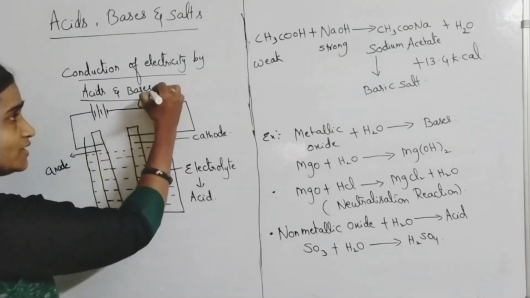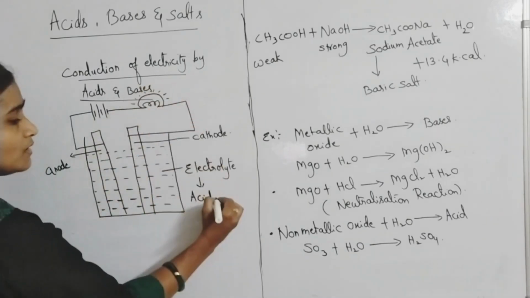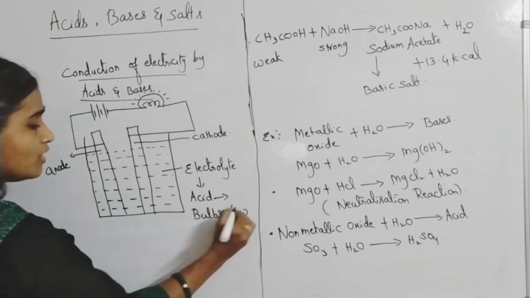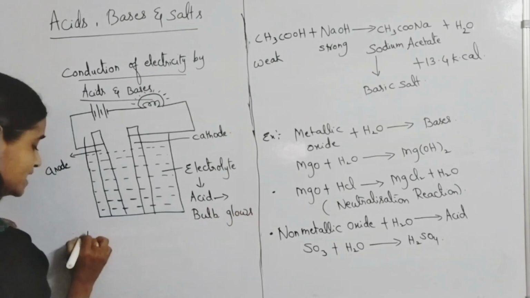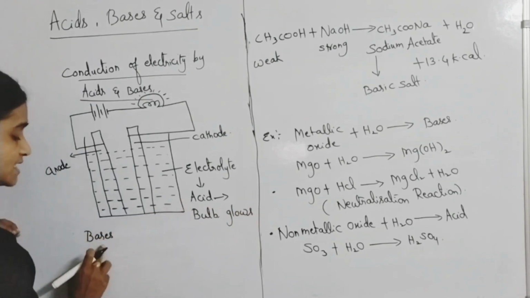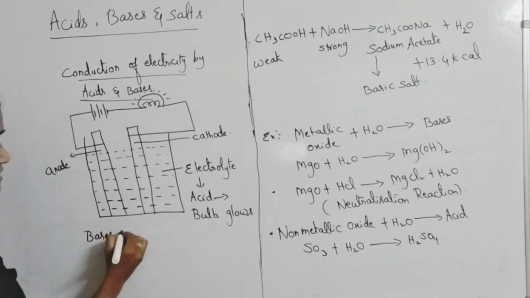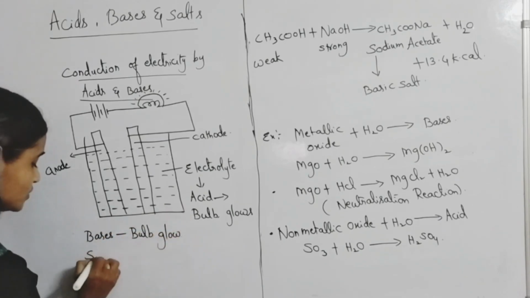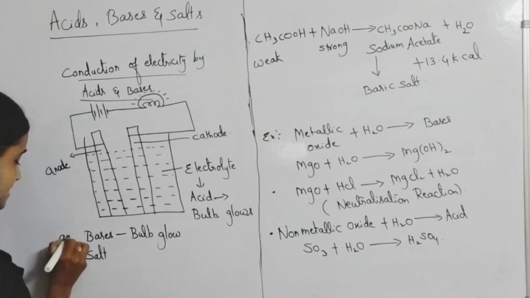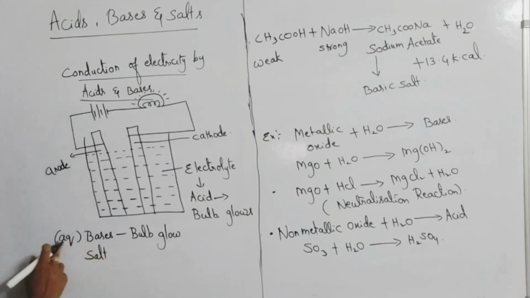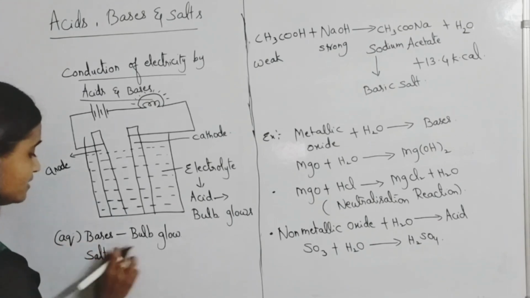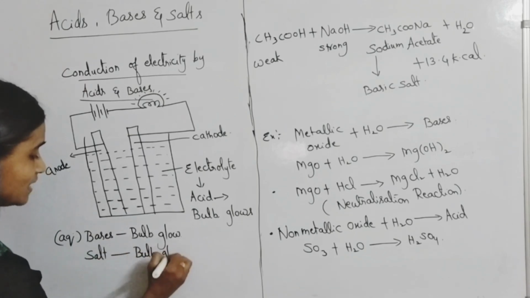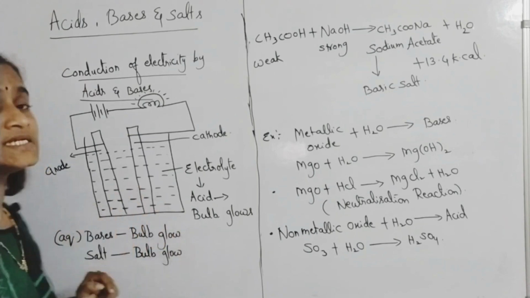If the electrolytic substance you take is an acid, check whether the bulb is glowing or not. Yes, the bulb glows. With acids the bulb glows very strongly. Even with bases the bulb glows, so acids and bases are good kinds of electrolytes. And even with salt solutions the bulb glows. Aqueous bases, where aqueous means bases mixed with water, act as electrolytes.